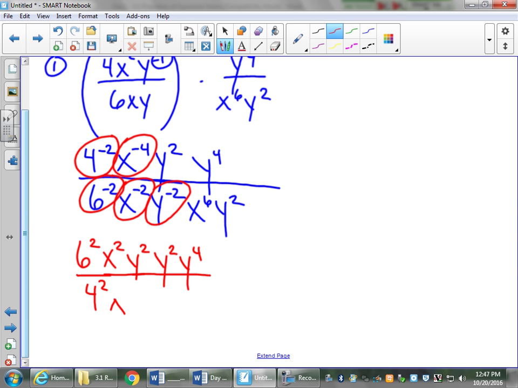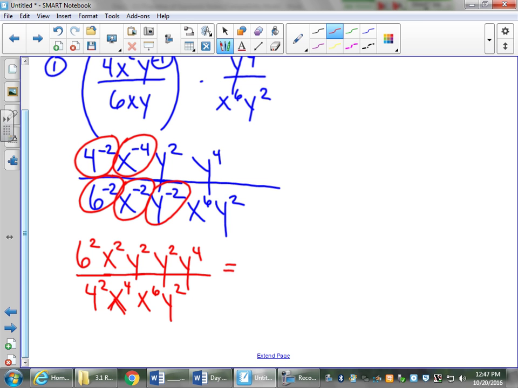Sorry about that. 4 squared and x to the fourth. And we already have an x to the sixth and a y to the second. So step 2 is done. We moved the negative exponent. Step 3 is to simplify across. So we're looking for same bases that we can combine.